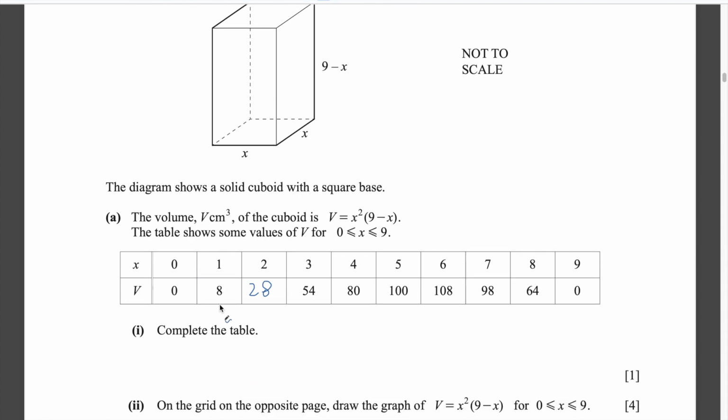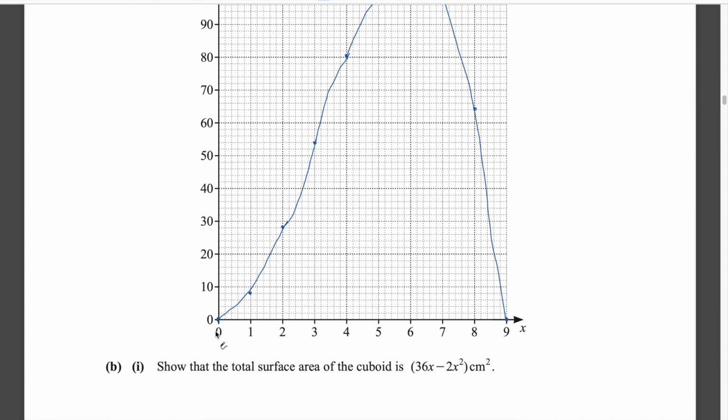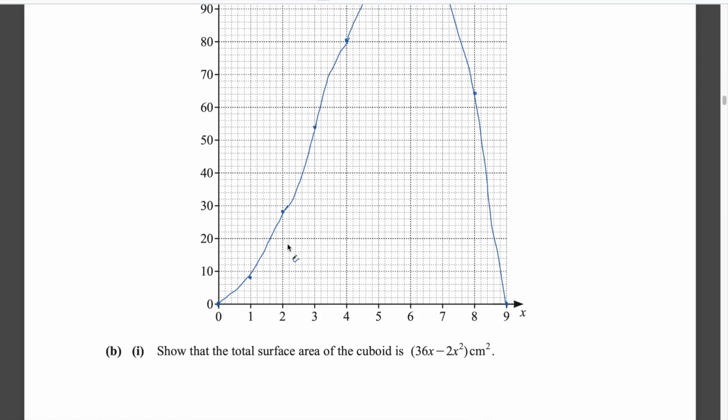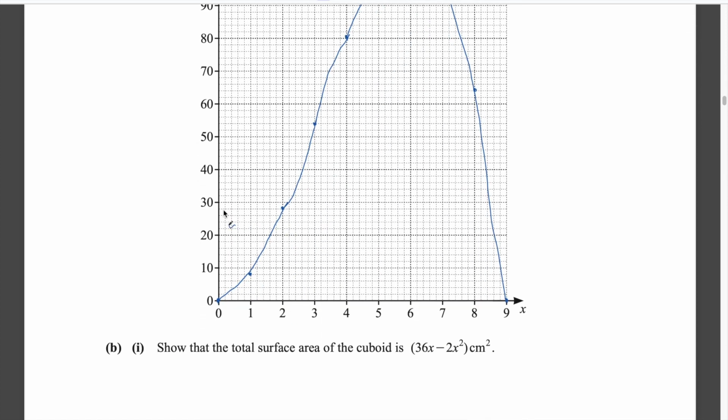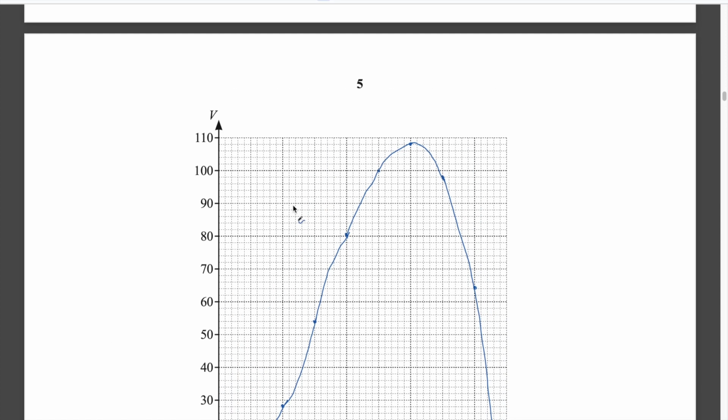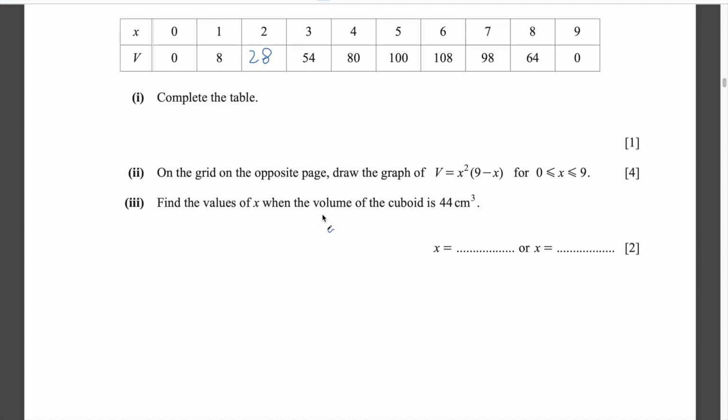For example, 1 and 8: 0 is here, and 8 means 4 small squares. You should go up 1, 2, 3, 4, and it will become 8. Next one, 2 and 28. So each small square represents 2 units, so 2 units below 30, which is 28, and so on and so forth. So continue to draw the graph.